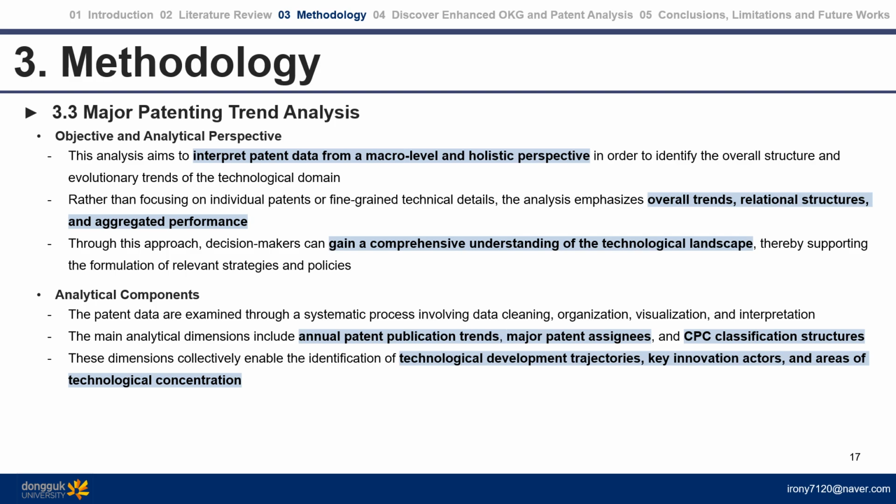The patent data are examined through a systematic process involving data cleaning, organization, visualization, and interpretation. The main analytical dimensions include annual patent publication trends, major patent assignees, and CPC classification structures. These dimensions enable the identification of technological development trajectory, key innovation actors, and areas of technological concentration.